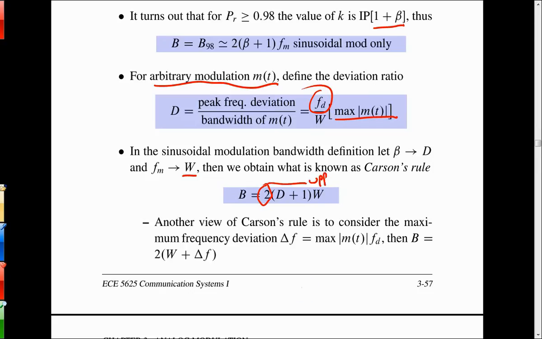So isn't that the same equation as above? Why would you write it differently? Yeah, that's for a single sinusoid. This is for any m of t. So you just define it differently. For an arbitrary m of t, beta doesn't really get defined because it's not a sinusoidal message. It's a general message. And Carson's rule is simply an approximation. It's not perfect by any means whatsoever.